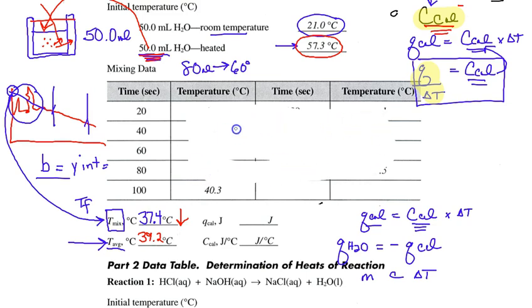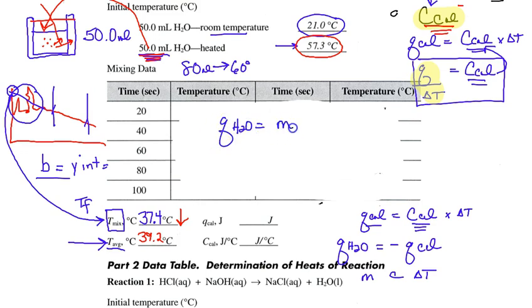This graph really isn't all that important. We're not going to take a graph. We're going to go right from the LoggerPro, okay? So we're cool. So we know that Q of the water equals MC change in T. And we know the mass of the water is 100 grams. We know the specific heat of water, 4.18 joules per gram per degree Celsius.